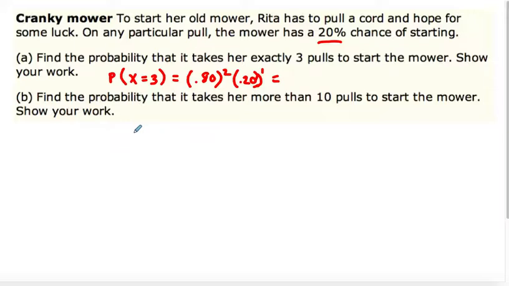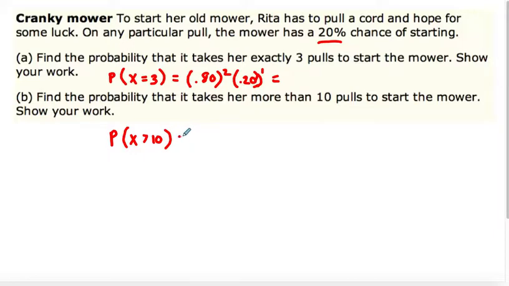For part B, find the probability that it takes her more than 10 pulls. Okay, more than 10. I don't know when the mower started. It could have started on the 11th pull. It could have started on the 20th pull. I have no idea when it's going to start. All I know is that it takes more than 10.